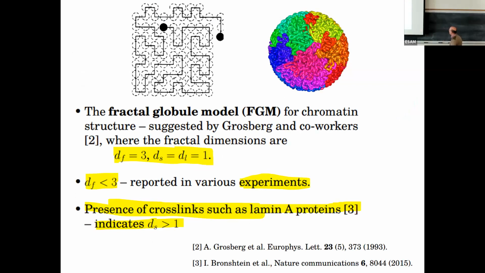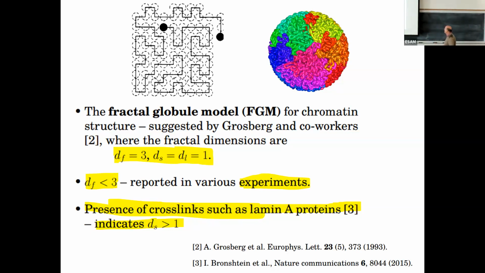So to summarize, the fractal globule model for chromatin structure suggested by Grosberg and co-workers has fractal dimensions df equals 3, but ds equals dl equals 1. So dl equals 1 because it's one-dimensional, it's a line, no cross-links, and it follows that ds also must be 1. And the fact that df has been reported in various experiments tells us that probably there is some cross-linking, very weak maybe. And also, in that case, we expect ds larger than 1, dl larger than 1, because it's not anymore a manifold in one dimension.